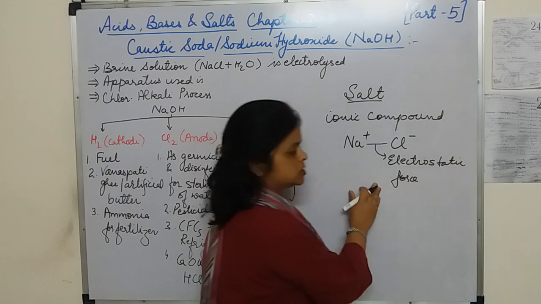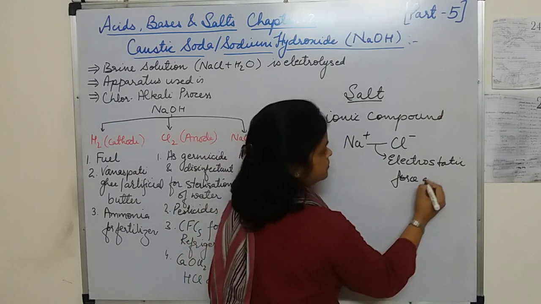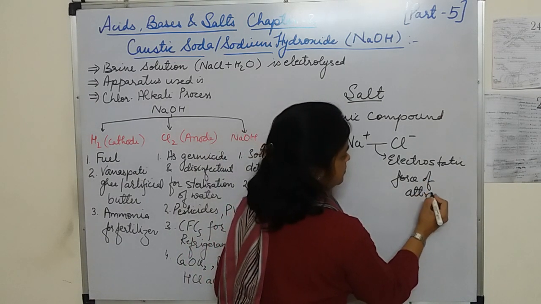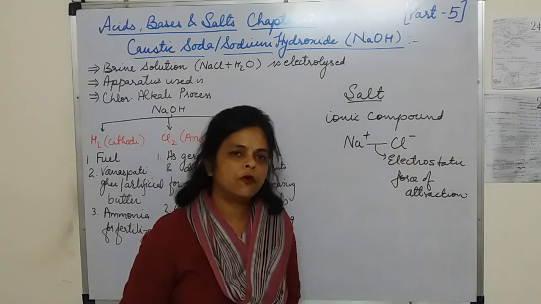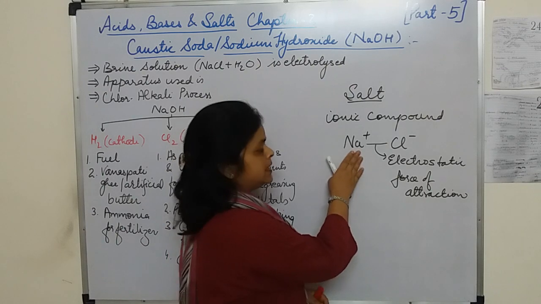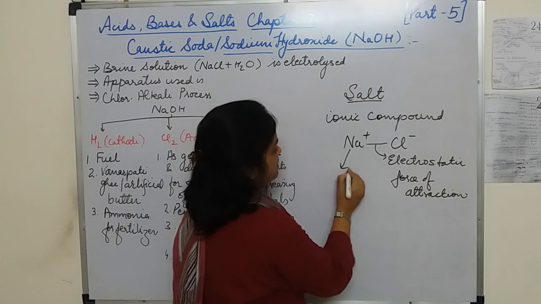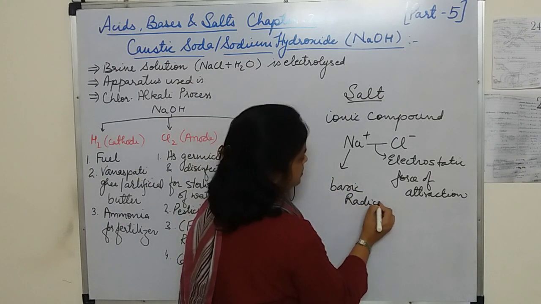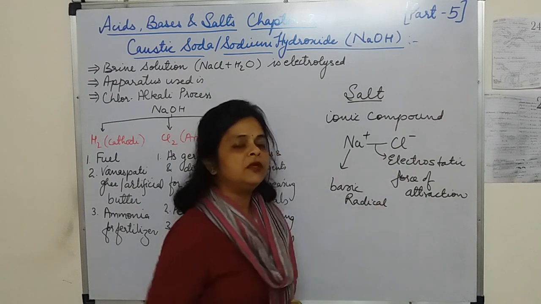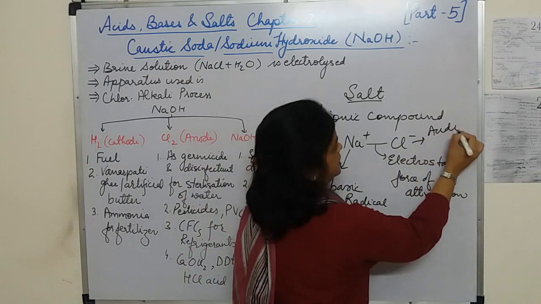This electrostatic force of attraction we will discuss in chapter 3. It is also called an ionic bond because it is formed between ions. This cation is coming from the base, so it is also called the basic radical. And this anion is coming from the acid, so it is also called the acidic radical.